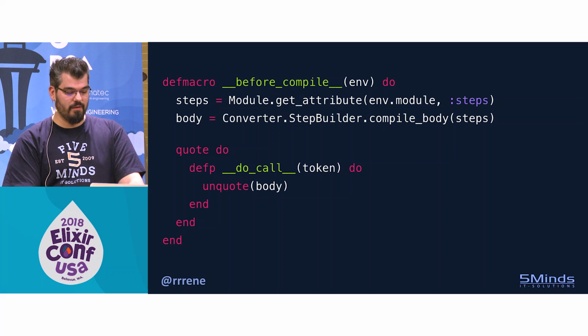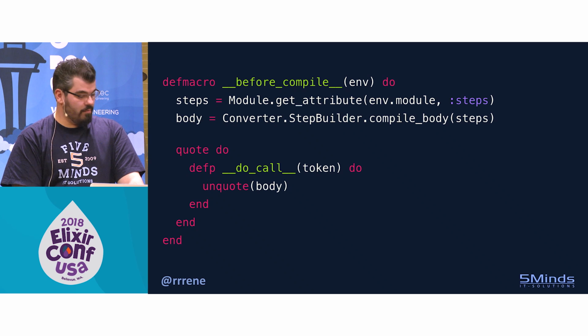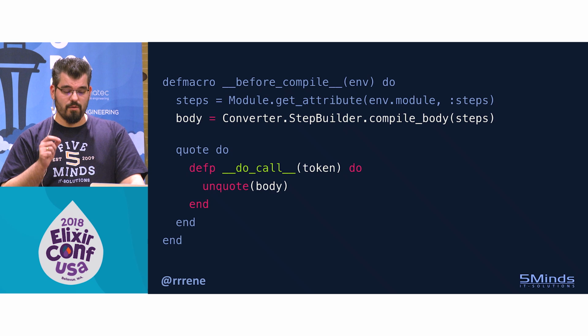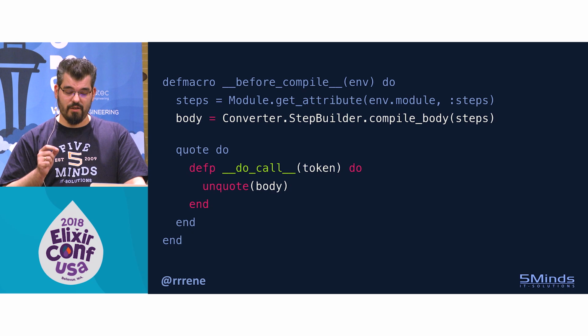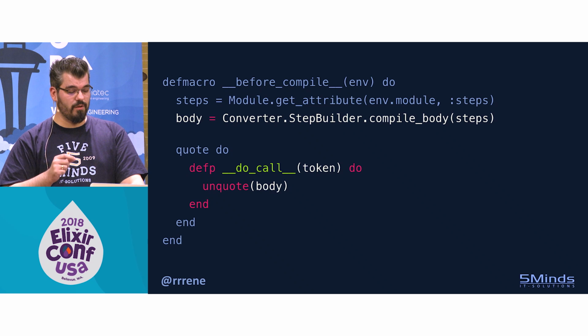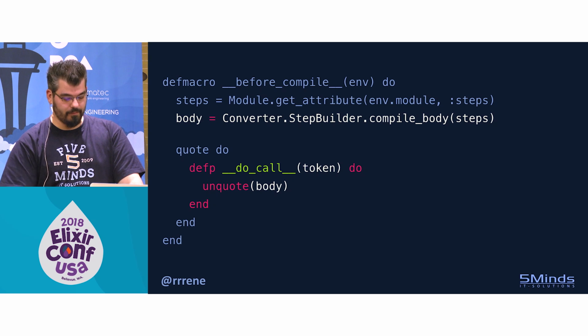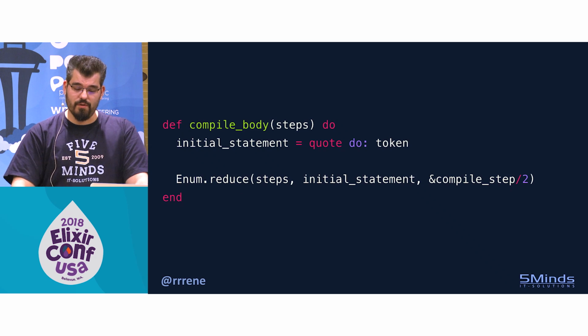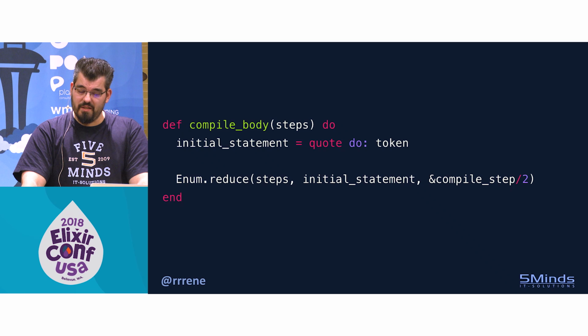And what happens here? We're reading the steps from the module attribute we wrote them to. And in the next statement, we're using the steps to compile the body of our function. And then we are inserting the resulting doCall function into the pipeline module. Let's look at this compile body function. Looking at this function, it is important to remember we are building an AST in quoted form in all of these functions. So how does this work?